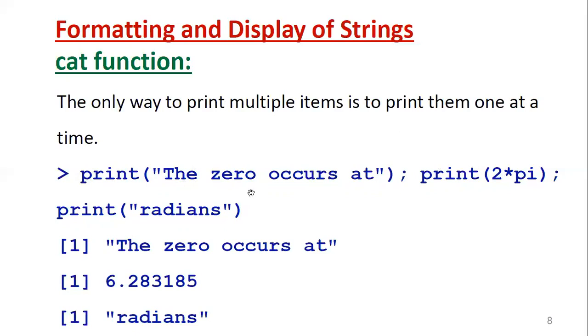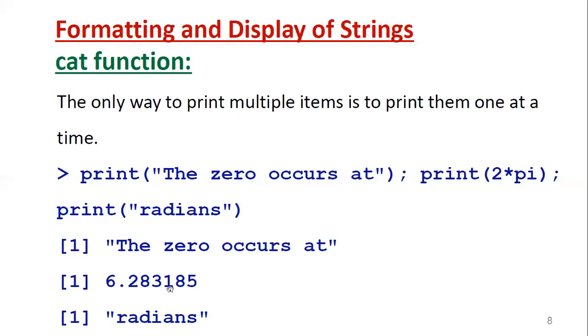If you want to print multiple lines using the print command, we can't do it directly, but you can repeat the print commands based on the number of items or lines. For each item, you can repeat the print statement separated by a semicolon. When you run this, you will get the three results one by one. The first result is the 0 occurs at. The second result is 2 into pi. It calculates the value by substituting the pi value, and then the final result will be displayed.